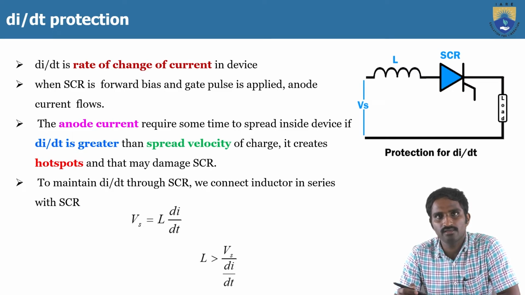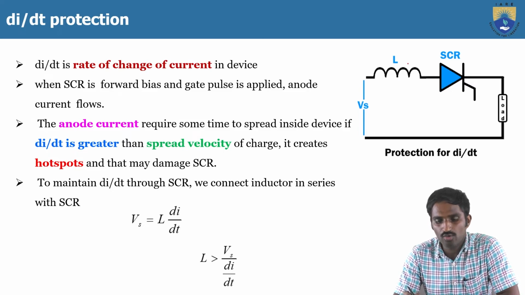So to control the rate of increase of the current, that is di by dt, here we are connecting one inductor in series with the SCR, because as we know, the basic function of the inductor is that it will oppose the sudden change in the current. That's why we are inserting one inductor in series with the thyristor to protect it from di by dt, which means to protect from the rate of change of current.